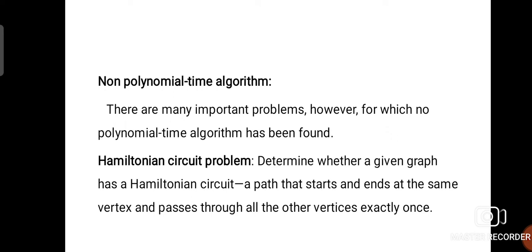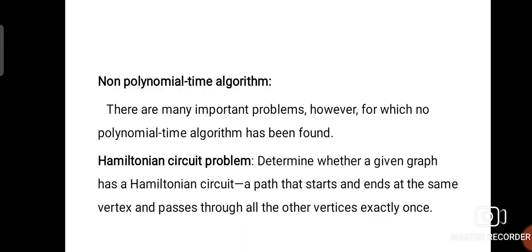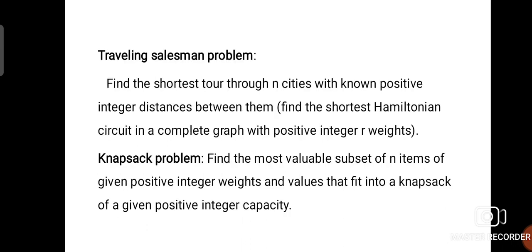Now we can see non-polynomial time algorithms. There are many important problems, however, for which no polynomial time algorithm has been found. The example problems are the Hamiltonian circuit problem, which determines whether a given graph has a Hamiltonian circuit. A Hamiltonian circuit is a path that starts and ends at the same vertex and passes through all the other vertices exactly once. Next, the traveling salesman problem is one example of a non-polynomial time problem.